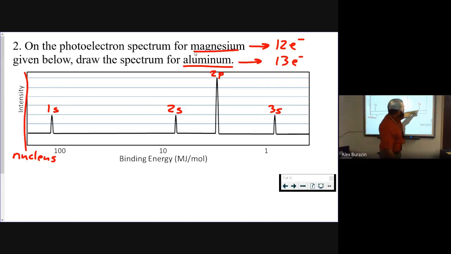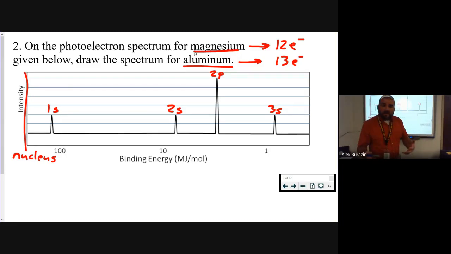But to remove these 3s electrons isn't too bad. It's less than 1 megajoule per mole. To remove the 1s electrons requires over 100 megajoules per mole. So long story short, it's much harder to remove the 1s orbital electrons than it is to remove the 3s orbital electrons. Okay, so what does this have to do with aluminum?